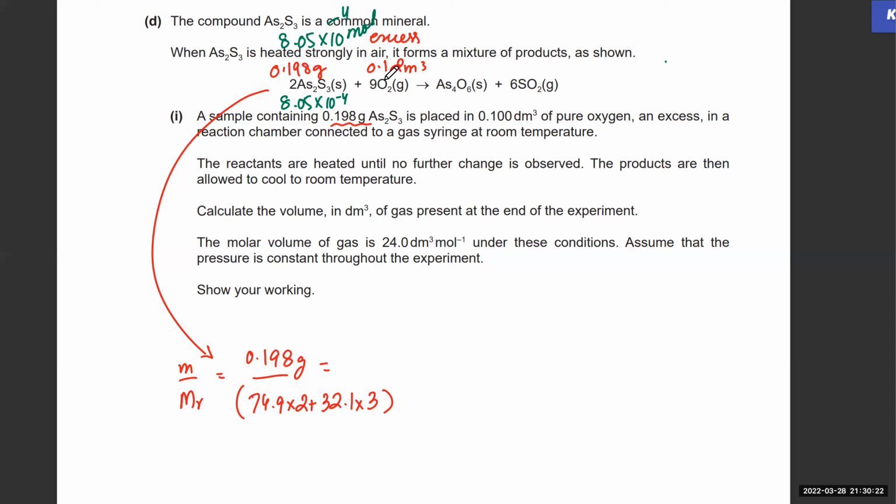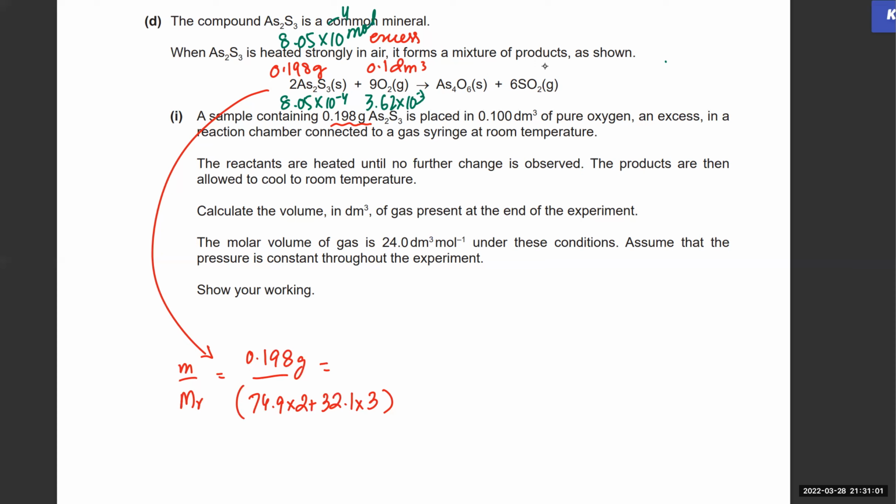What would be the moles of O2? It would be 8.05 times 10 to the minus 4 divided by 2 into 9. What do you get for that? How many moles of O2 do you get? Let's do the first one. Getting 3.62 times 10 to the minus 3. Okay, 3.62 times 10 to the minus 3.